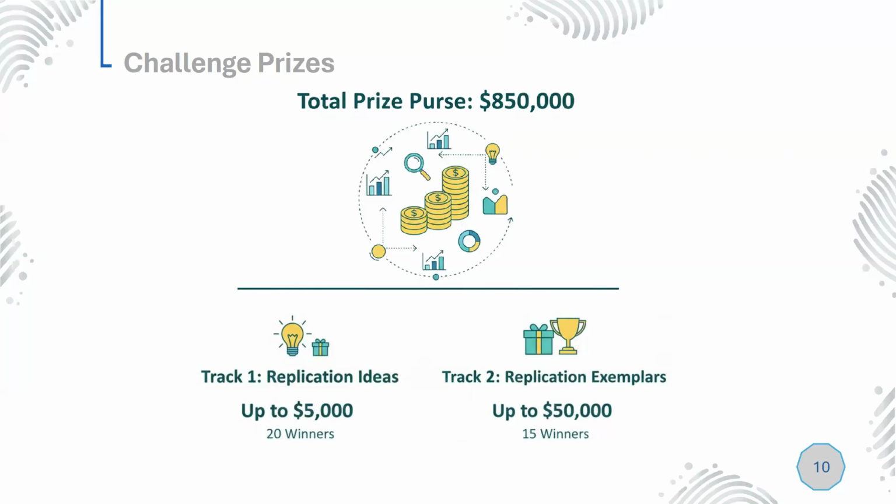For track 2, the replication exemplars track, the Common Fund may award up to $50,000 per winner of track 2 with a total of up to 15 winners. Again, these will be identified by the category of submission.